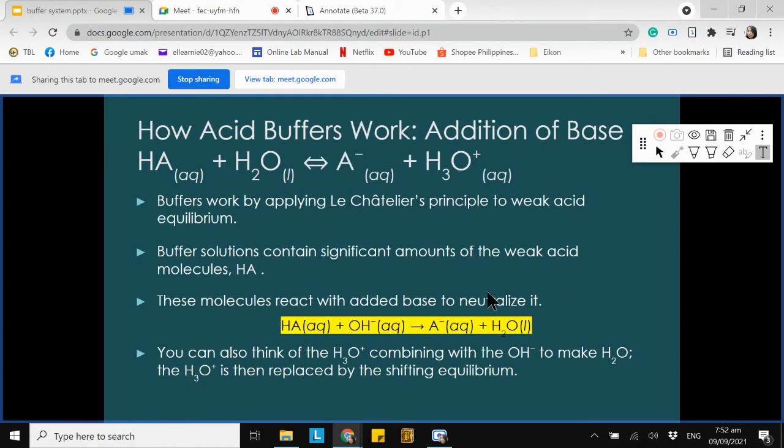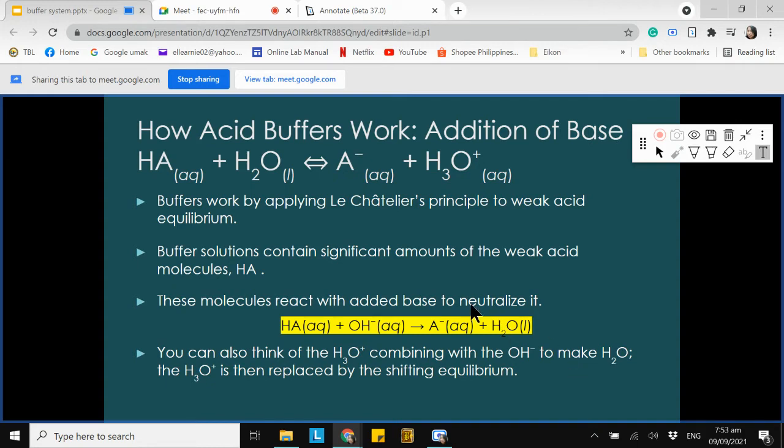Now, this is what it looks like in terms of how an acid buffer solution works. This is based on Le Chatelier's principle for weak acid equilibrium. As I mentioned, the components inside it tend to react. Take note that the hydrogen or hydronium ion and the hydroxide will produce water, and then it's going to shift the equilibrium.